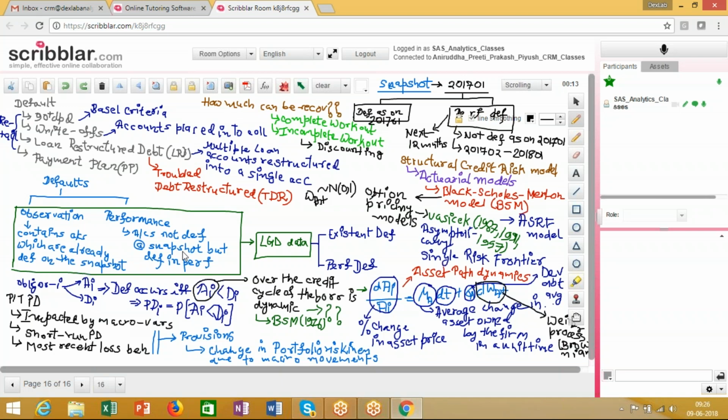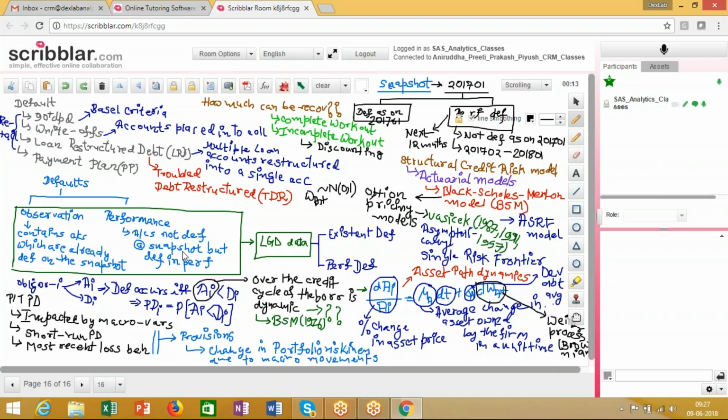So this is what we were trying to understand. The very background of this model, the result on which the entire Basel model stands, is the asymptotic single risk factor model, right?